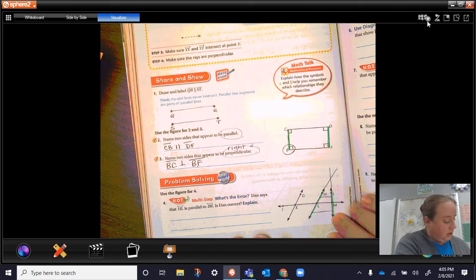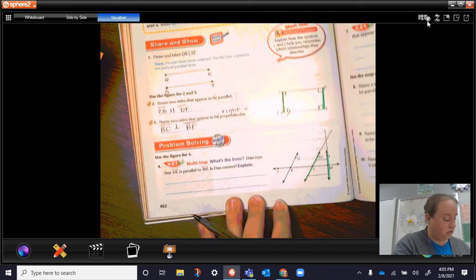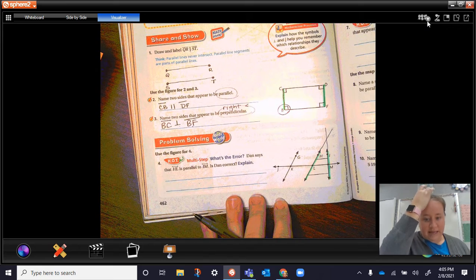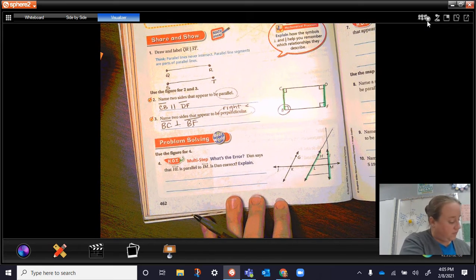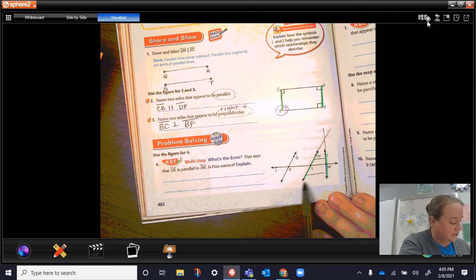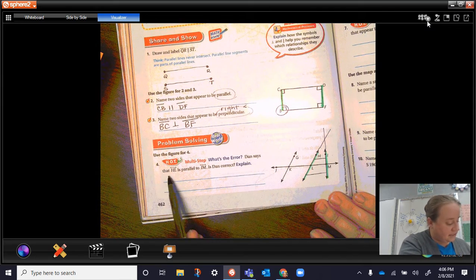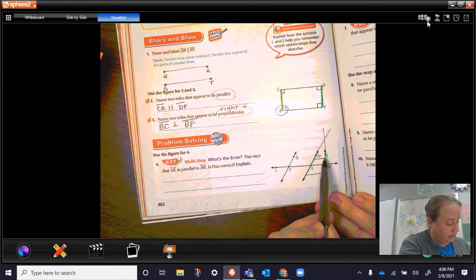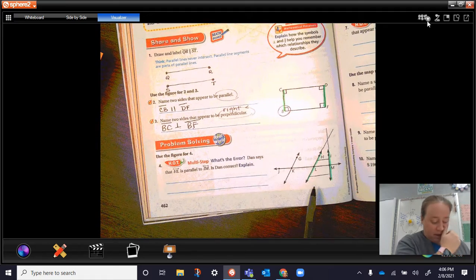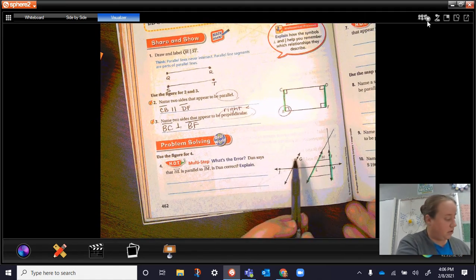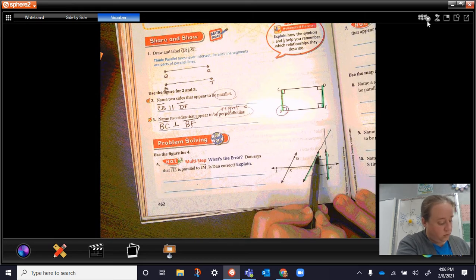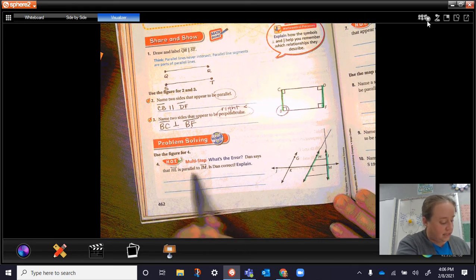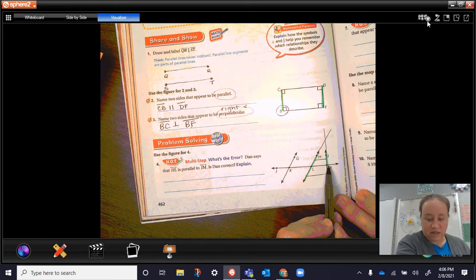Then down here, you have a what's the error. We talked about this one, and we said that we've got all of these lines here, and it says that Dan is saying that HL is parallel to IM. And just like I talked about on that blue page, you can't just say, oh, these are parallel because they're not touching.